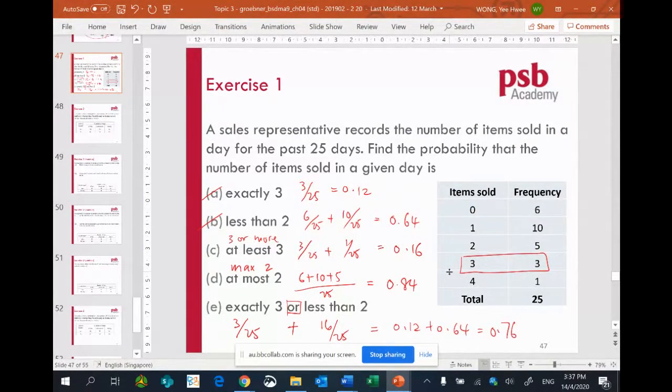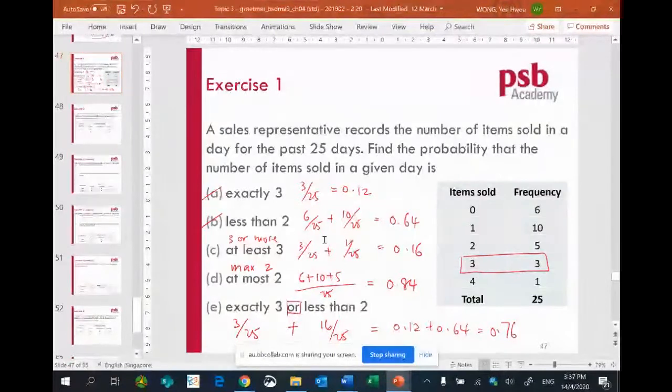Let's say this is a washing machine that you're going to sell. So how many staff do you need to allocate for the day you're going to sell 3? What's the chance you're going to sell 3? It's 3 out of 25, which is 0.12. So you just have a 12% chance. Would you want to get more staff to stand by? I don't think so.